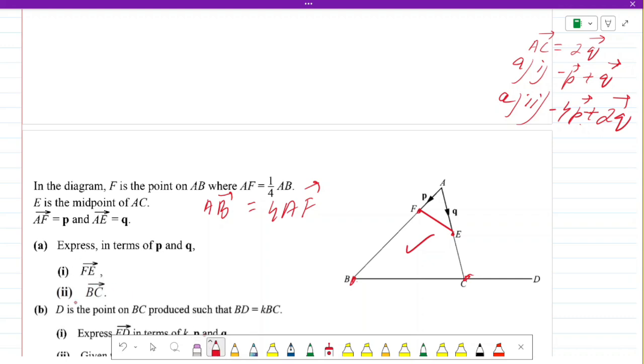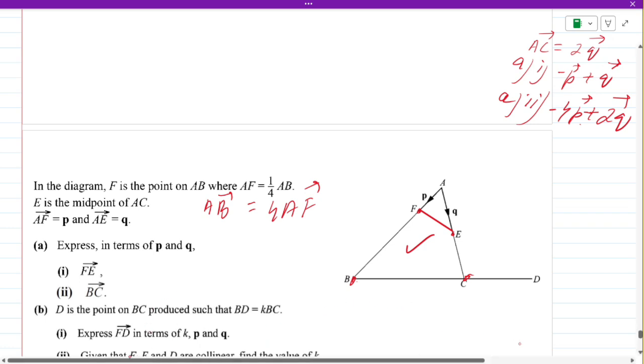Okay. The B part of the question is saying that D is the point on BC produced such that BD is equal to K times BC. Part 1, express FD in terms of K, P and Q. Here D is the point on BC produced. Now these 3 points, B, C and D, are collinear points. So we can express collinear points as BD is equal to K times BC. So we have to express FD in terms of K, P and Q.